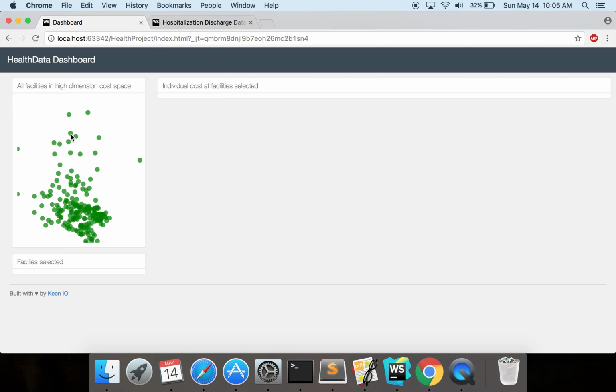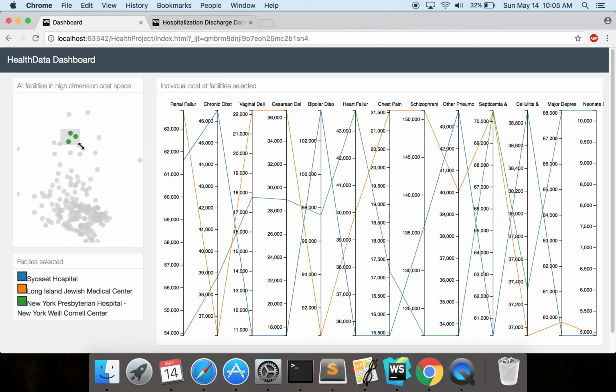So you can just select points in the MDS space and the corresponding points will be plotted in the parallel plot. So you can see these are the individual procedure costs, and because we have selected three facilities, we can see lines in three different colors in the parallel plot, and you can see we can find out what are the names for the selected facilities.